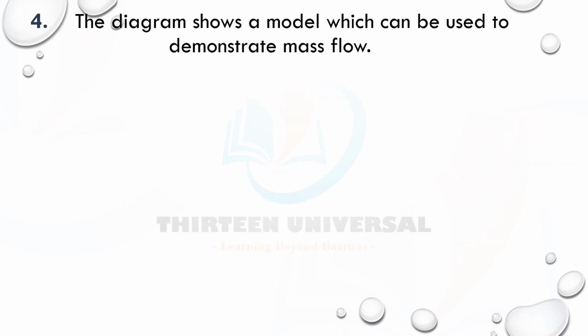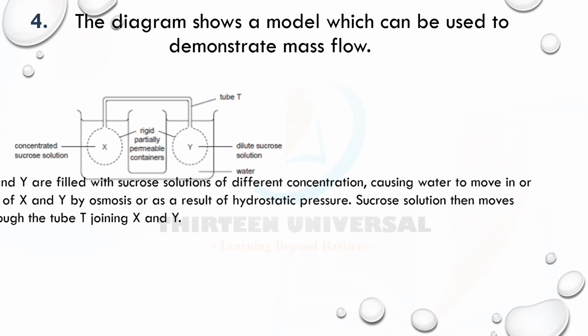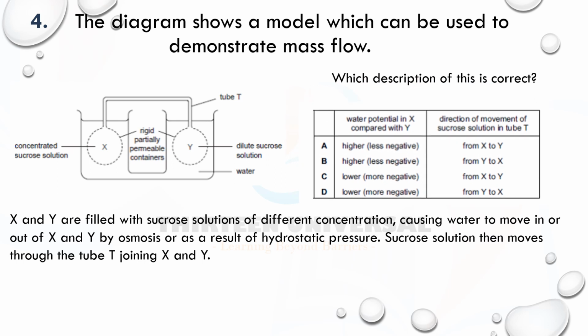The diagram shows a model which can be used to demonstrate mass flow. Okay, you can pause this video and try this. Good. So which description of this is correct? They say X and Y are filled with sucrose solution of different concentration, causing water to move in or out of X and Y by osmosis. As a result of hydrostatic pressure, sucrose solution then moves through the tube T, joining X and Y. So sucrose is moving through tube T.